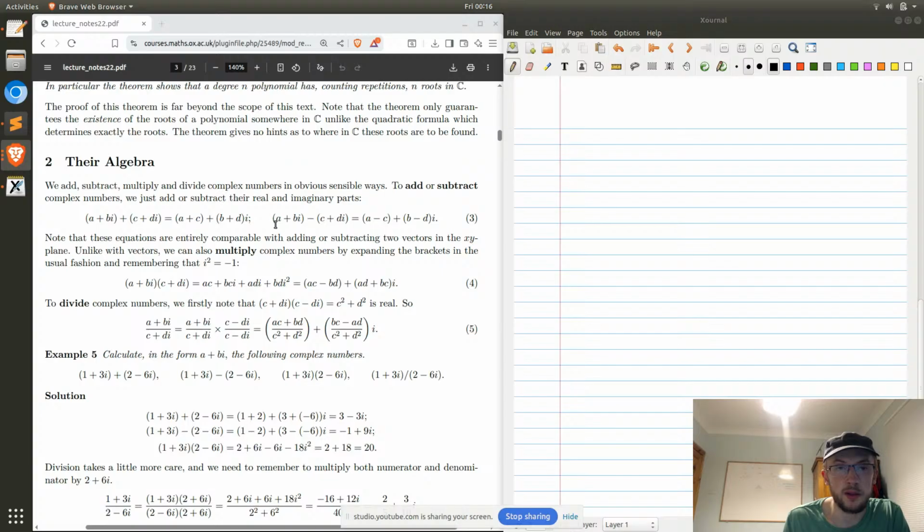For the case of subtraction, a plus bi minus c plus di, we find the difference of the real parts to get the real part of the difference, and then the difference of the imaginary parts to get the imaginary part of the difference. Note that these equations are entirely comparable with adding or subtracting two vectors in the xy plane. Unlike with vectors, we can also multiply complex numbers by expanding the brackets in the usual fashion and remembering that i squared is equal to -1 by definition.